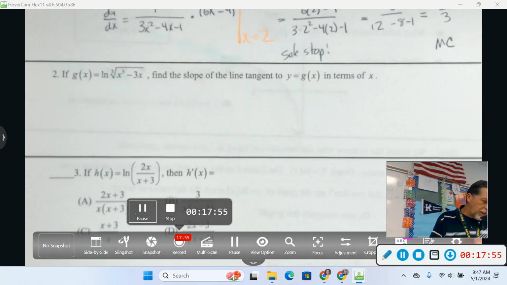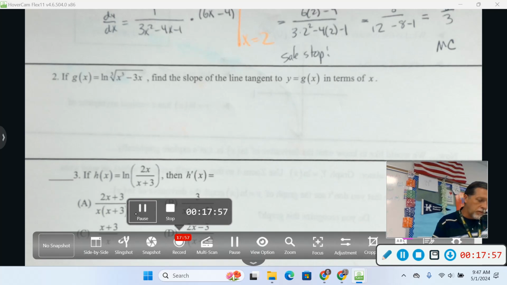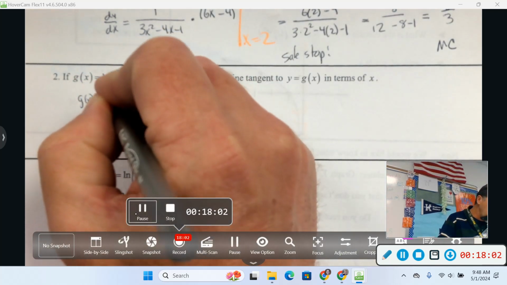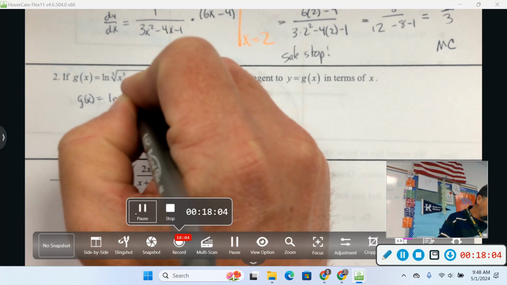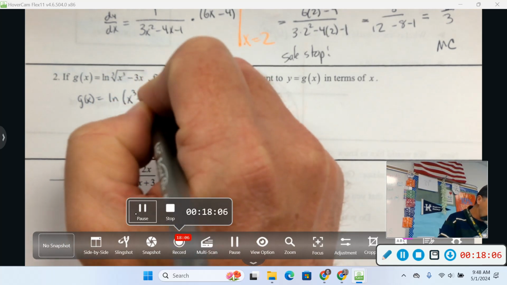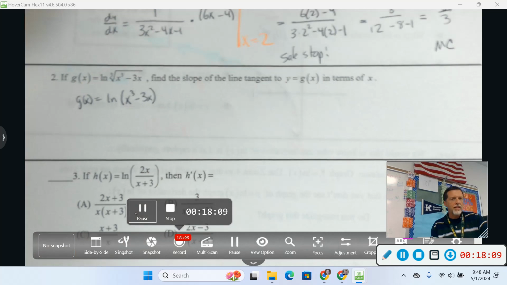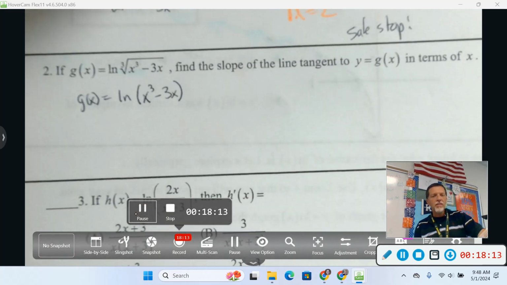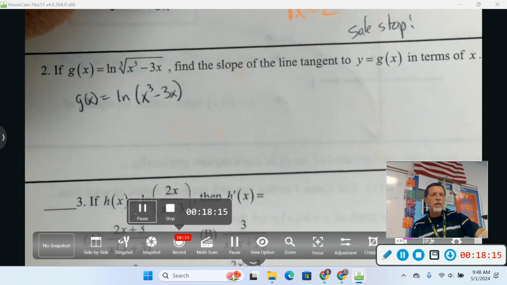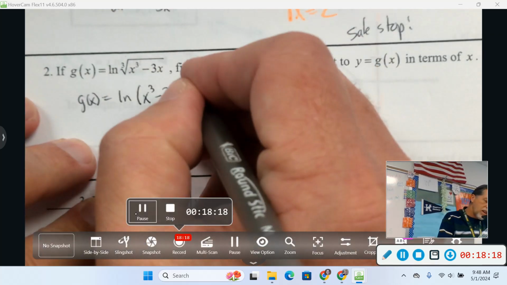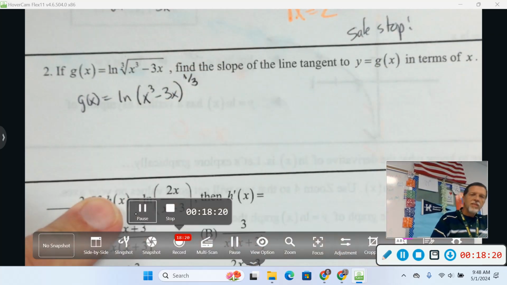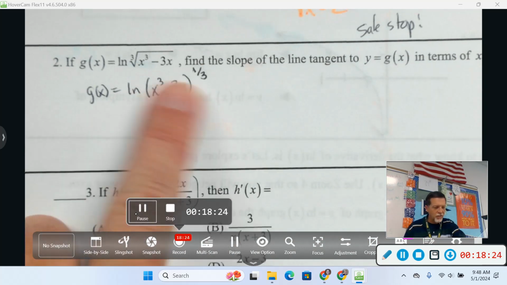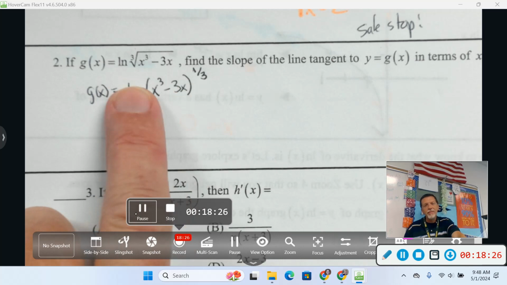Number 2, natural log of the cube root. This could be ugly, but there's an algebra trick first that would make our lives a lot easier. What's another way to write the cube root? What power means the same thing as a cube root? The 1/3. So if I stop there, I've got to do 1 over this ugly thing and then the derivative of that ugly thing.